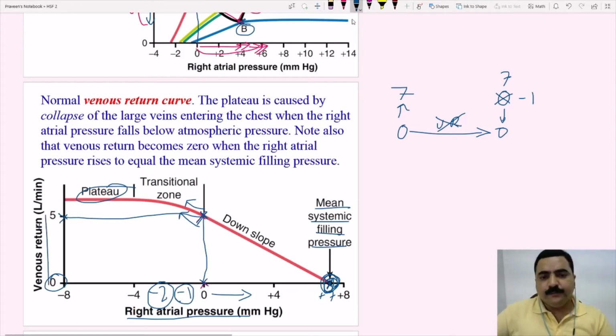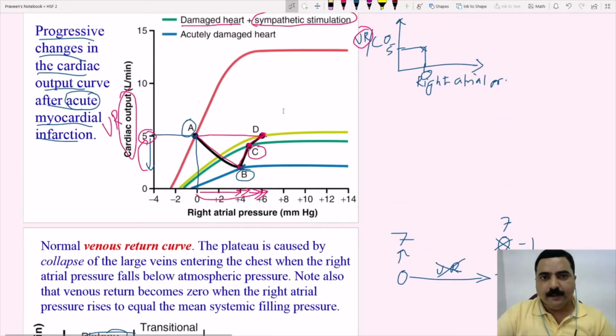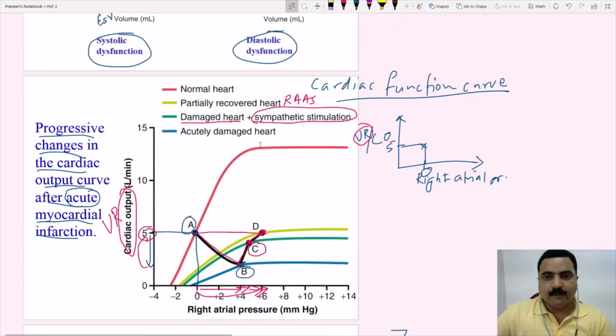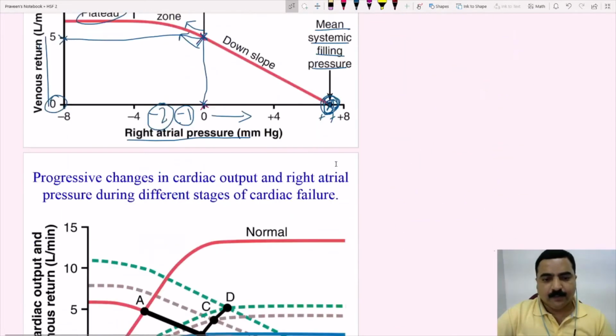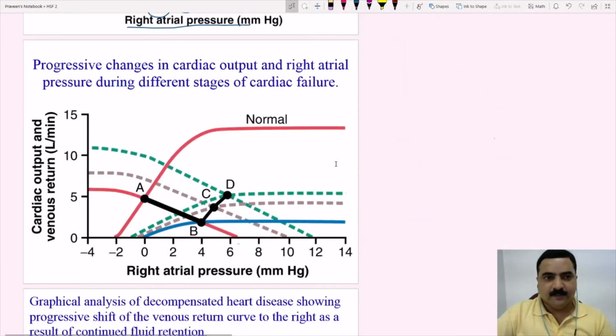Now we will put this venous return graph into the cardiac function curve graph, the graph that we have seen over here. This is what we call the cardiac function curve graph. We will put the venous return curve in the cardiac function curve graph and see how it matches. So this is what is being shown over here, the same thing.